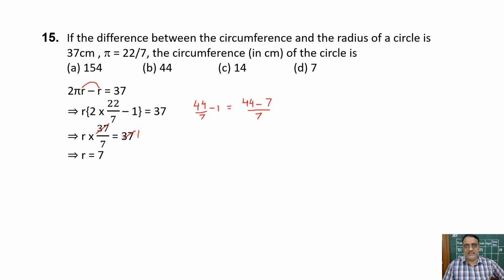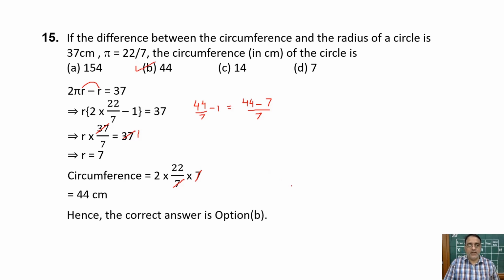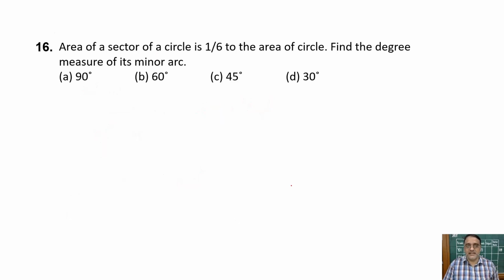Now we have to find the circumference. अगर एरिया है तो एरिया फाइंड करना है, राइट? फिलहाल हम लोग को यहाँ पे सर्कमफरेंस निकालना है. So circumference is equal to 2 pi r, that is 2 into 22 by 7 into 7. So 7 cancel and we are getting 44 centimeters. So the correct option is Option B, right? So now we are moving toward question number 16.